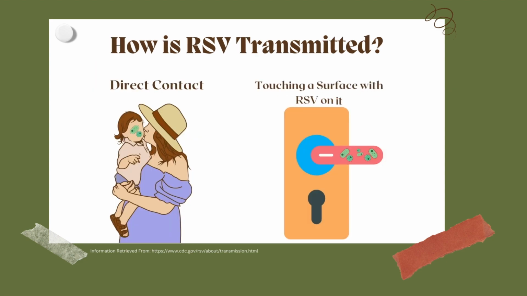So like I've mentioned before, droplet transmission is not the only way that you can get RSV. Direct contact can also transmit it. So for example, if a family member kisses a baby on the face, that can then cause the baby to get infected with RSV. And also just touching surfaces with the virus on it. That's why washing your hands is the number one way to prevent the spread of any illness.